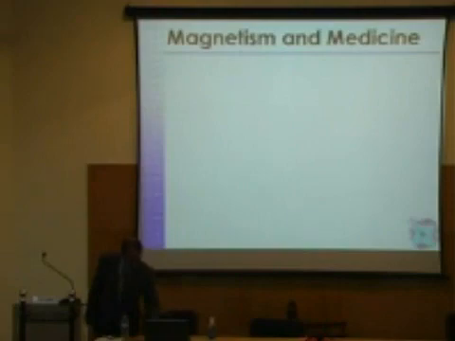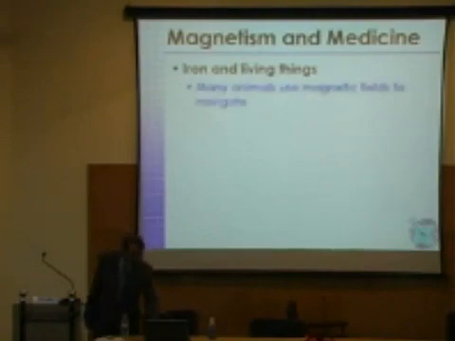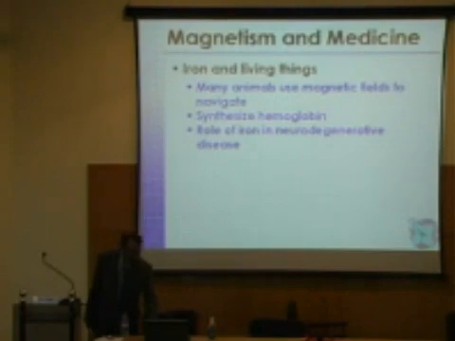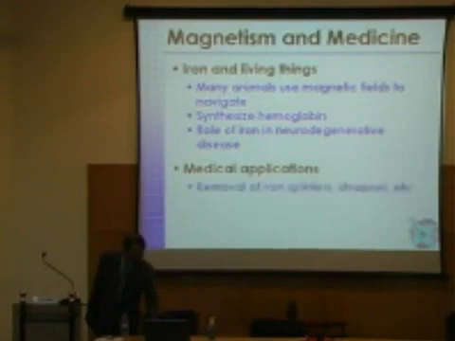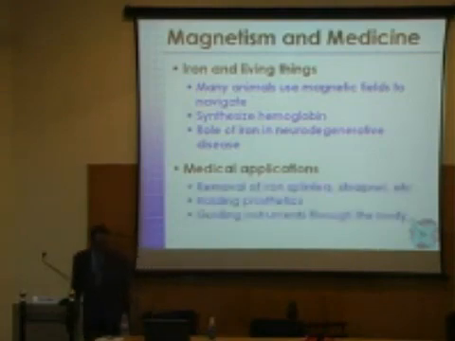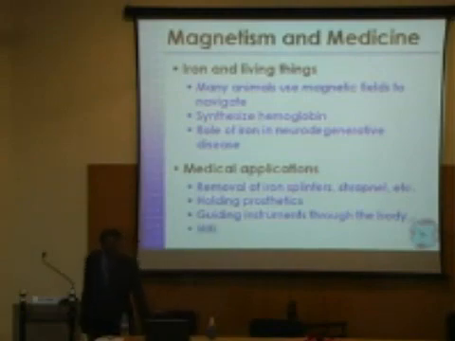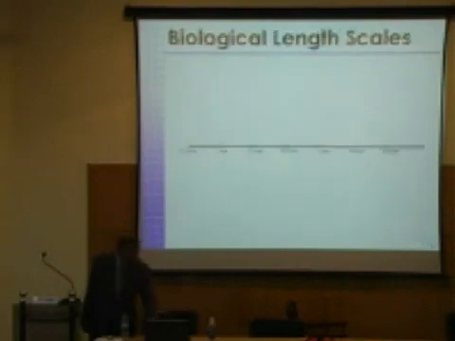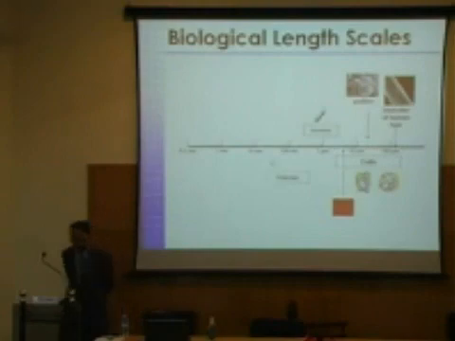The other aspect, of course, that is completely evolving right now, is the life sciences. As you all know, iron is very vital to living things, both for the synthesis of hemoglobin, and some of the animals at least use magnetic fields to navigate themselves. And there are an enormous number of medical applications that are listed here that might benefit from the development of new nanomagnetic particles.